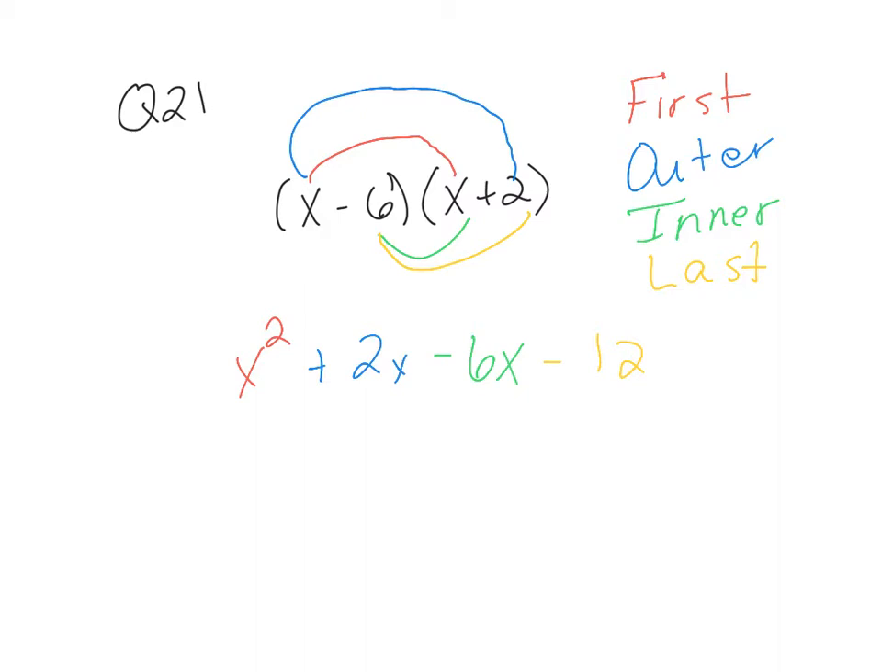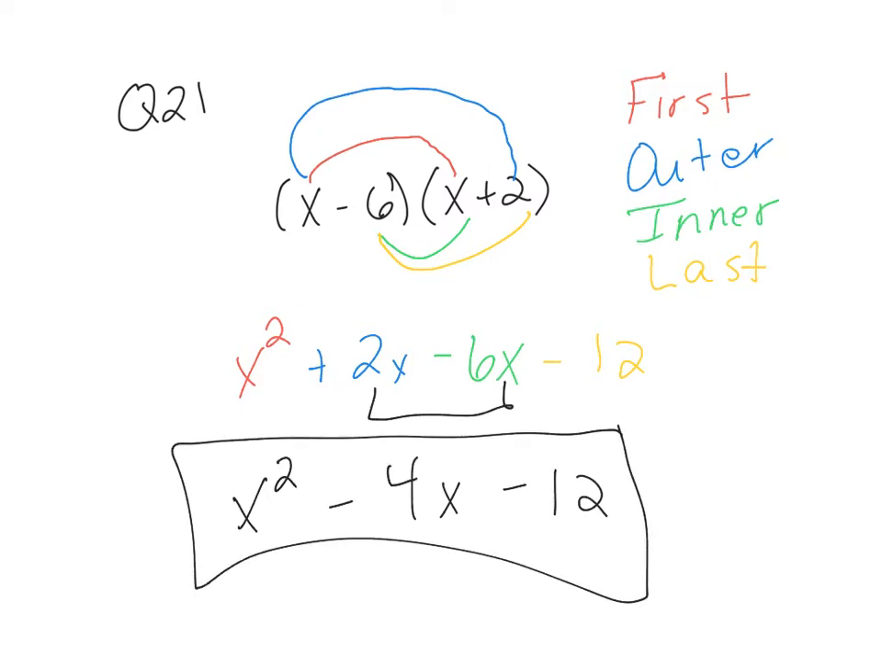We notice we should be able to combine the middle terms here. So we're going to have x squared plus 2x minus 6x would be a minus 4x. And then I have a minus 12. And this would be the final answer for those two binomials being multiplied together using FOIL.